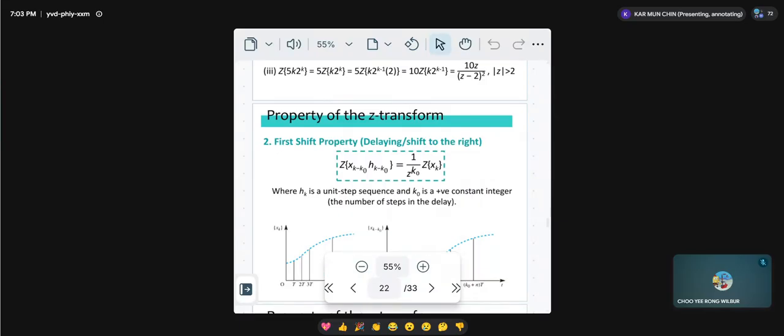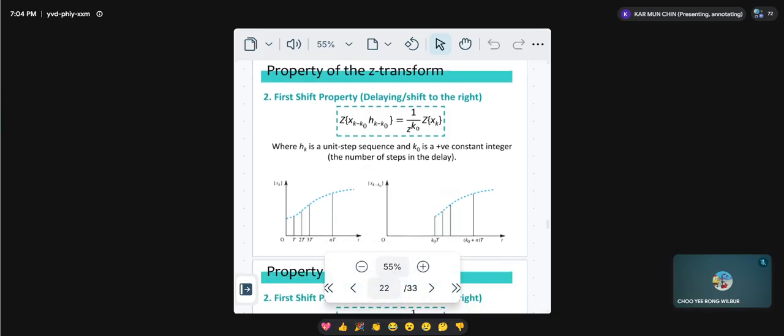Okay, so the second property, the first shift property. The shifting property is actually a delay, or a shift to the right. Time shift property, just like what we have learned before. So you have this, and then it will be starting somewhere, right? So it shifts, and it starts after time equals zero, or k equals zero. So it's like shifting away. When it is shifting, you have one more term here.